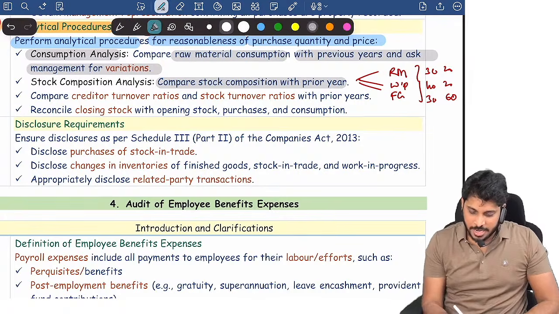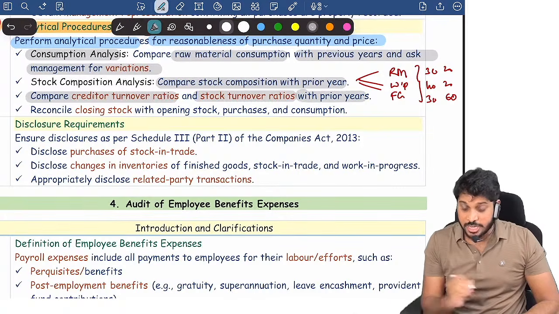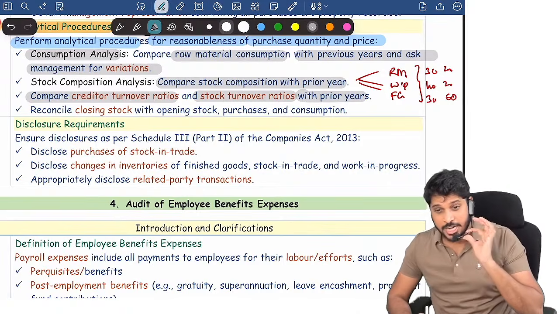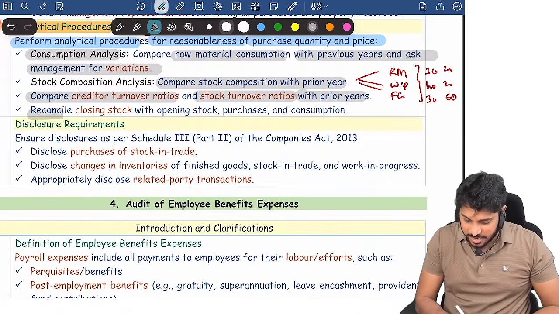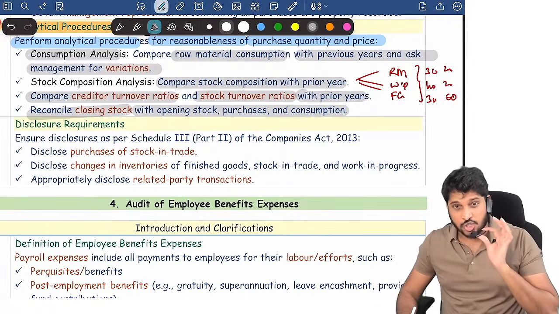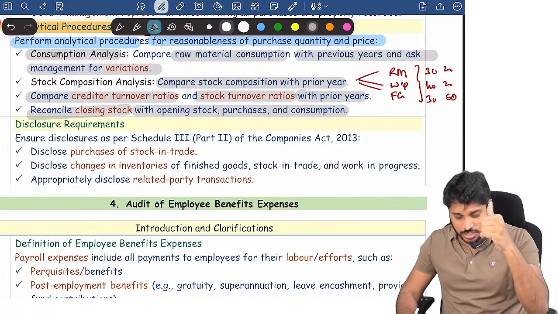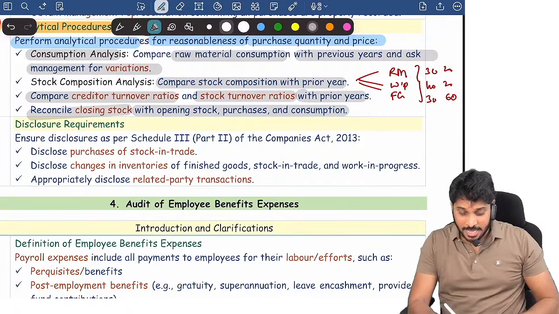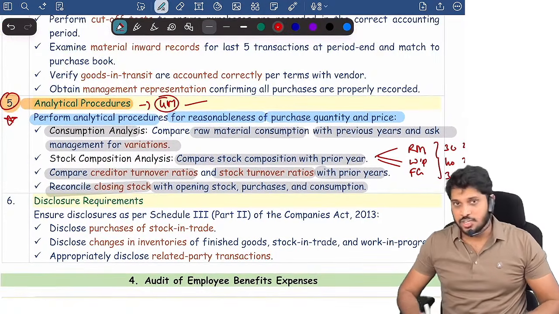Then compare creditor turnover ratio and stock turnover ratio with prior period, and reconcile closing stock with opening stock, purchases and consumption. In exam they can ask you a direct question.